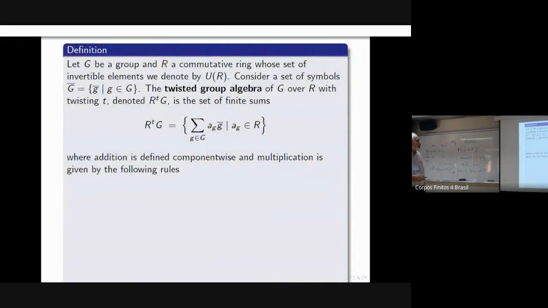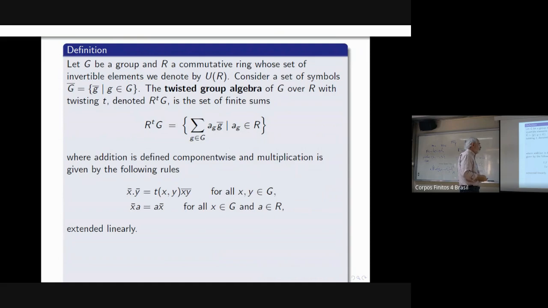What's a twisted group algebra? A twisted group algebra, the elements essentially look in the same way as if it were a group algebra, except that because it's not a group algebra, we denote these elements with a bar on top. The addition is defined as usual, and multiplication is given like this. The multiplication of two elements has a coefficient here. And elements and coefficients commute.